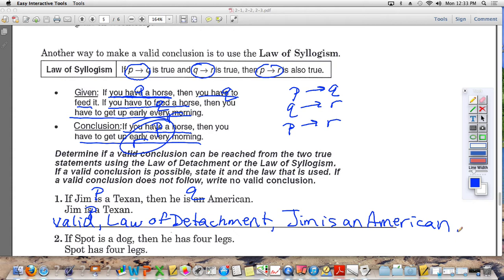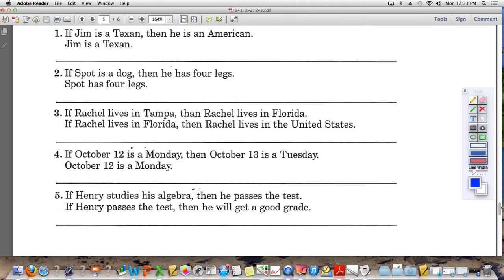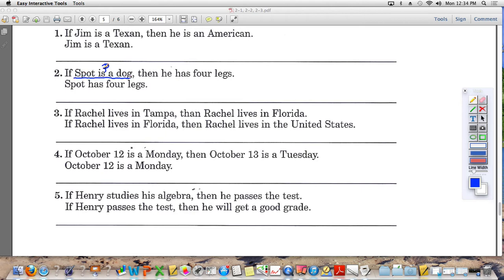I like number two. We have to talk about number two. It says that if Spot is a dog, then he has 4 legs. What is this part called? Spot is a dog, that's P. He has 4 legs, that's Q. What do they give us here? Spot has 4 legs. Is that a P or a Q? It's Q, it's not an R, because right here we said he has 4 legs.